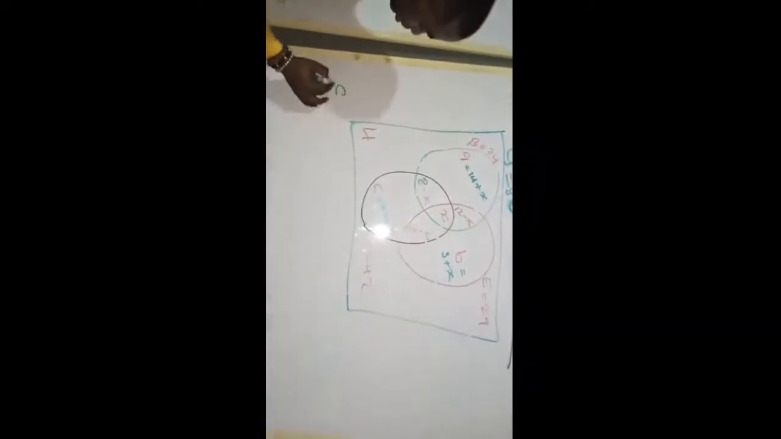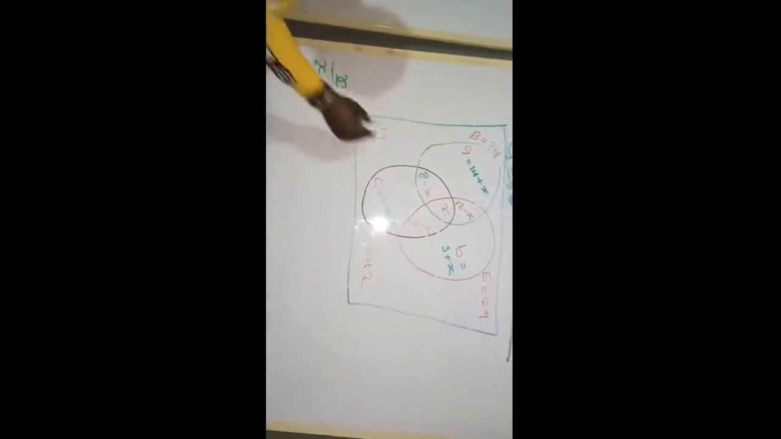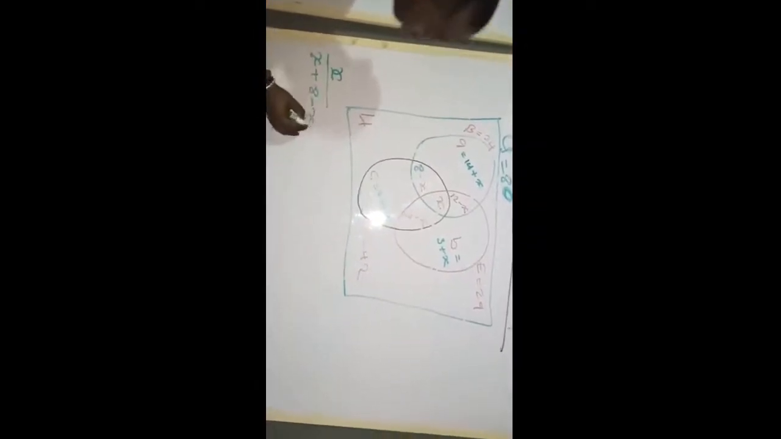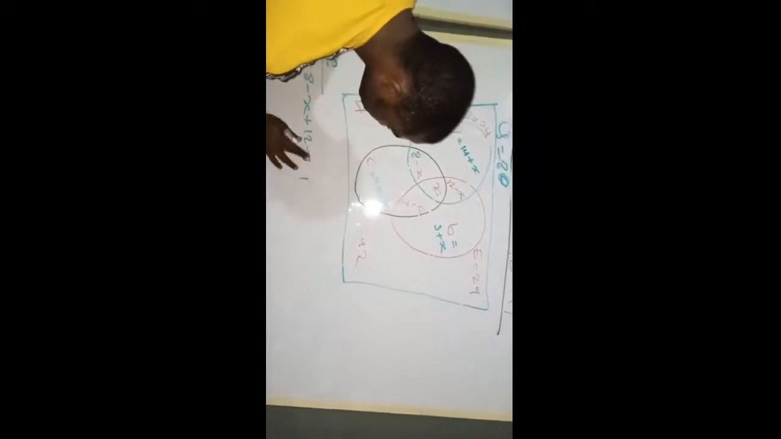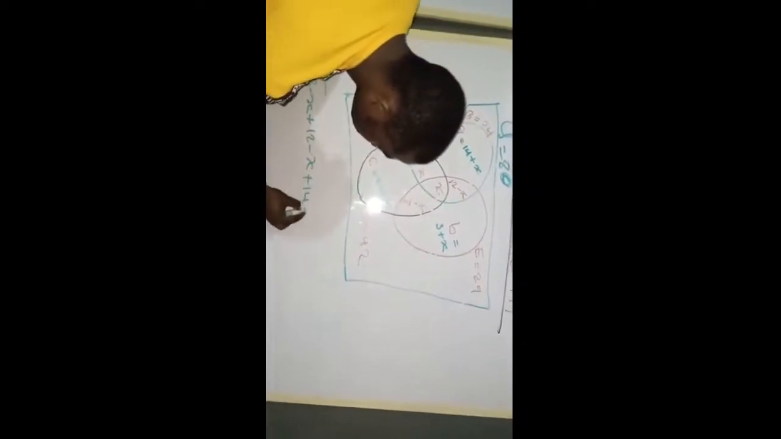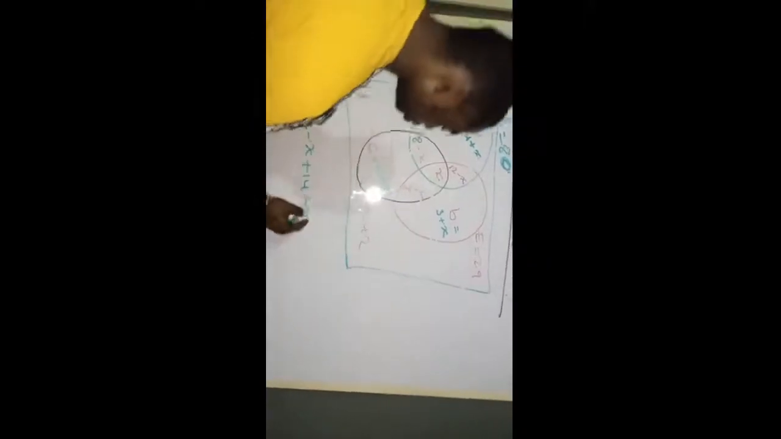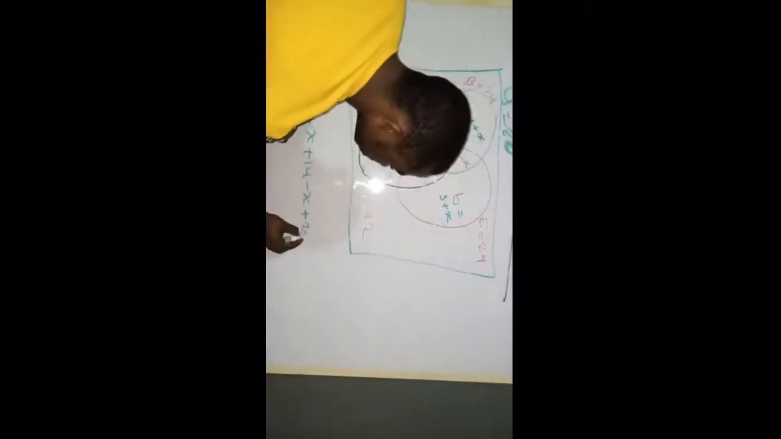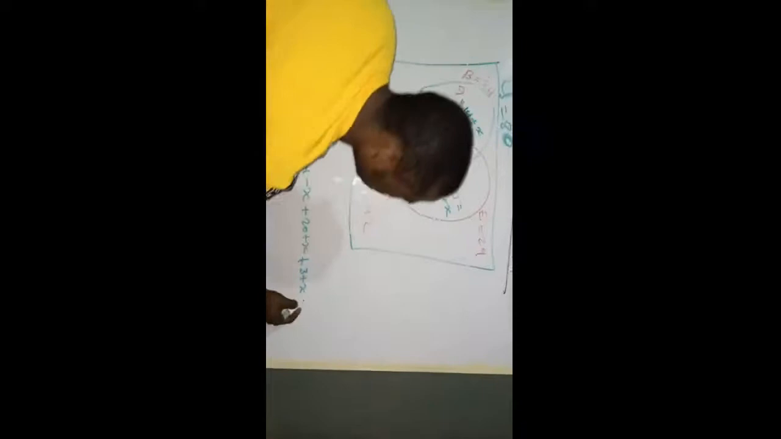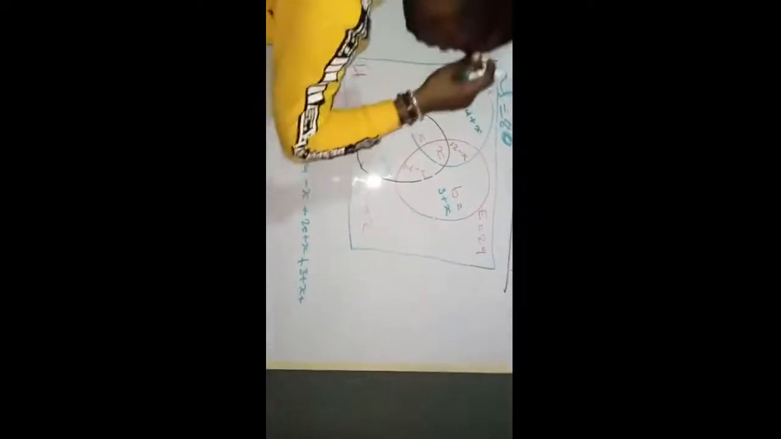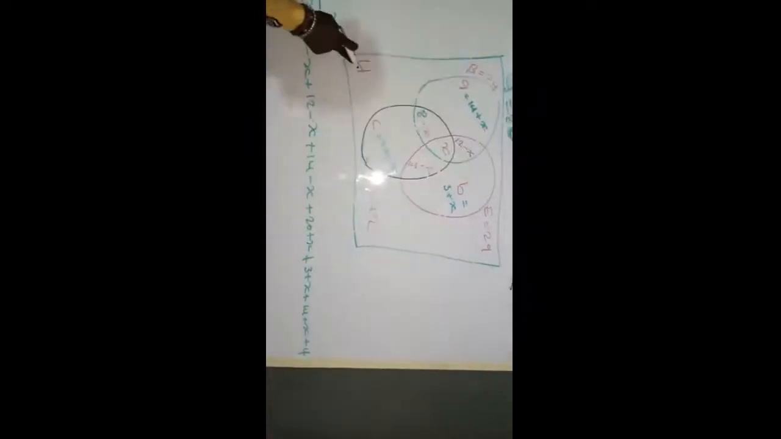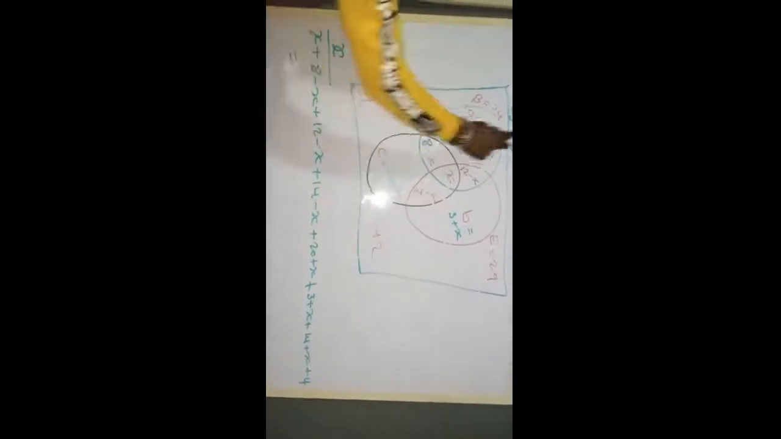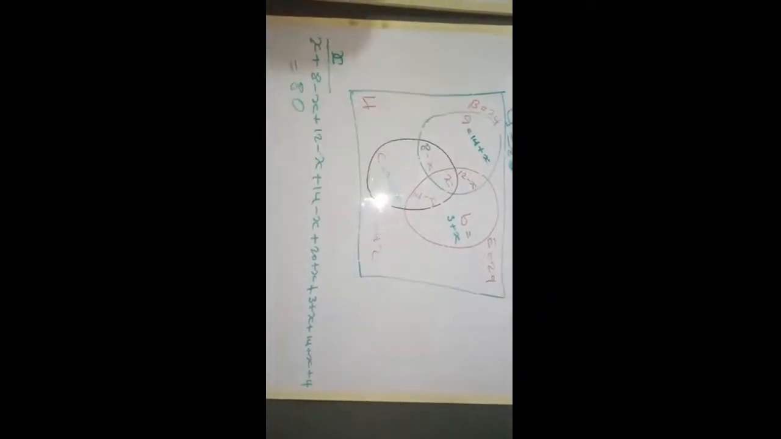Now to get x: x is equal to x plus 8 minus x plus 12 minus x plus 14 minus x, then plus 20 plus x plus 3 plus x plus 14 plus x plus 4, which is this one, then is equal to 80, which is the universal set. So it has become an equation.